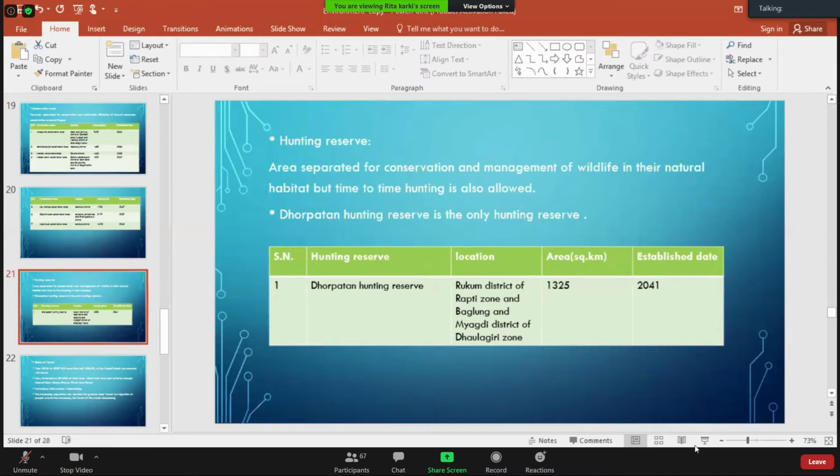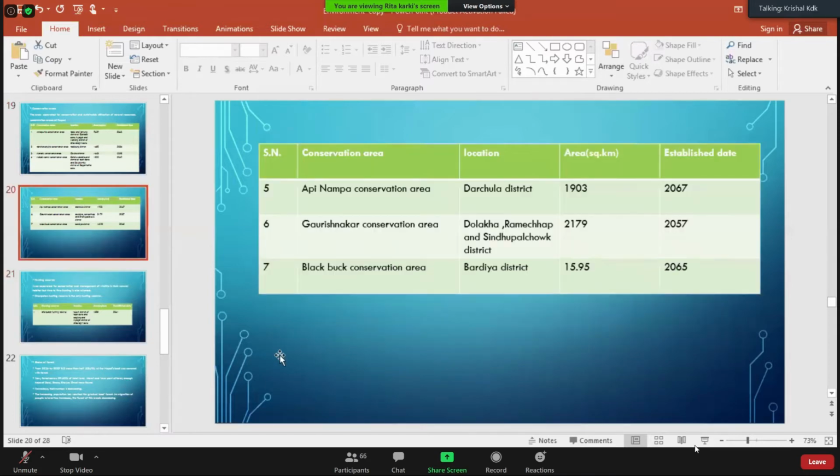Yes, ma'am, yes. In my book there is Api Nampa conservation area. Yes, there is also presence of Api Nampa Conservation Area here. But there is no Makalu-Barun conservation area.